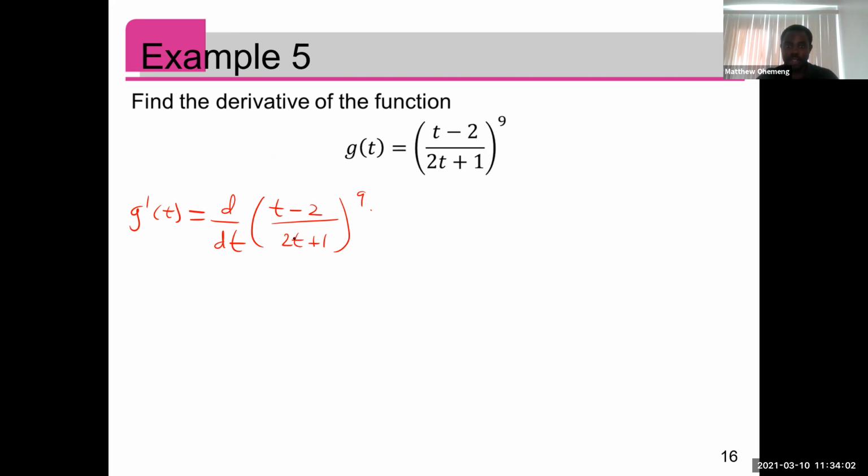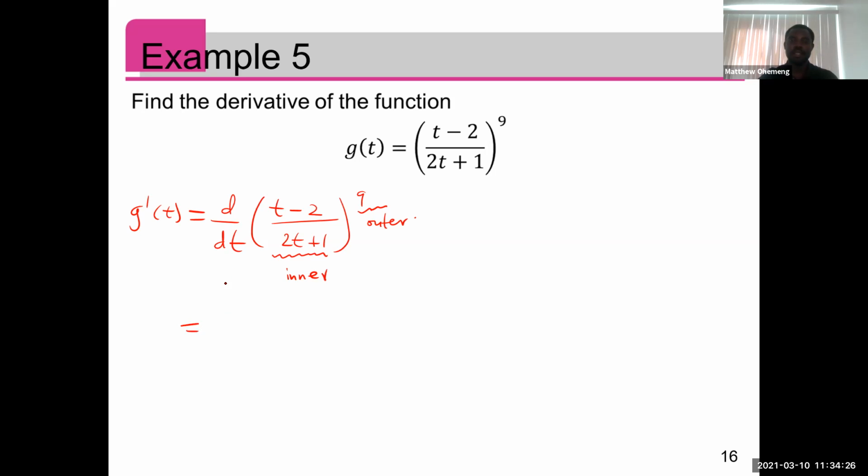What I can do here is I can see this to be some composite function, right? This is my inner function. The inner function is just that t minus 2 over 2t plus 1. And then I can also see this as my outer function. So in that sense, I've been able to see this whole function as what? As a composite function, right? So immediately I identify my inner function and my outer function. That means I can employ the chain rule.